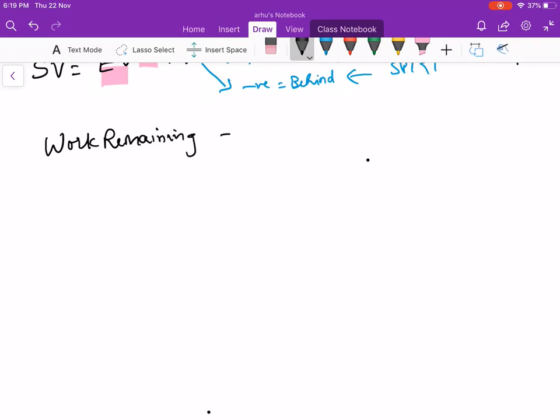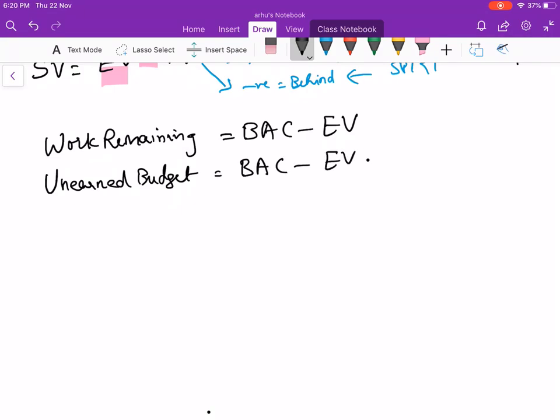Work remaining is determined by budget at completion minus the earned value of the work. So in terms of money, it is the unearned budget, that is also equal to budget at completion minus earned value. So work remaining is nothing but your unearned budget also. Fund remaining, how much money is remaining, let's say in the middle of the project, is equal to budget at completion minus the actual cost.